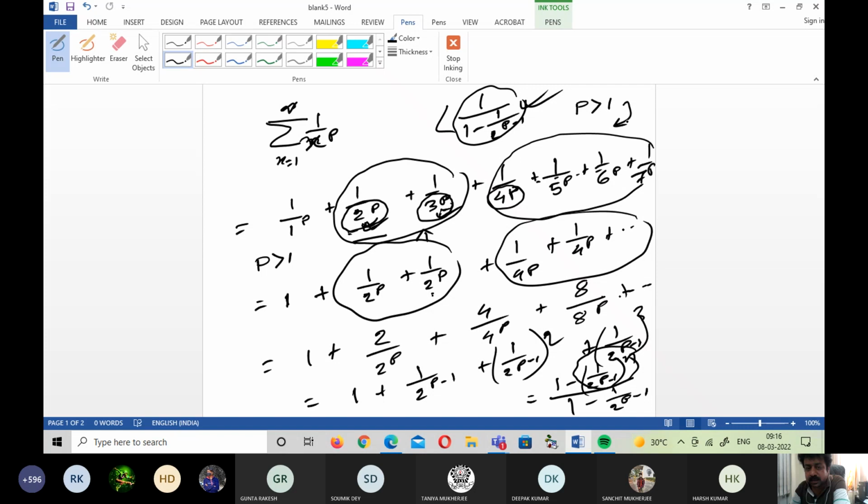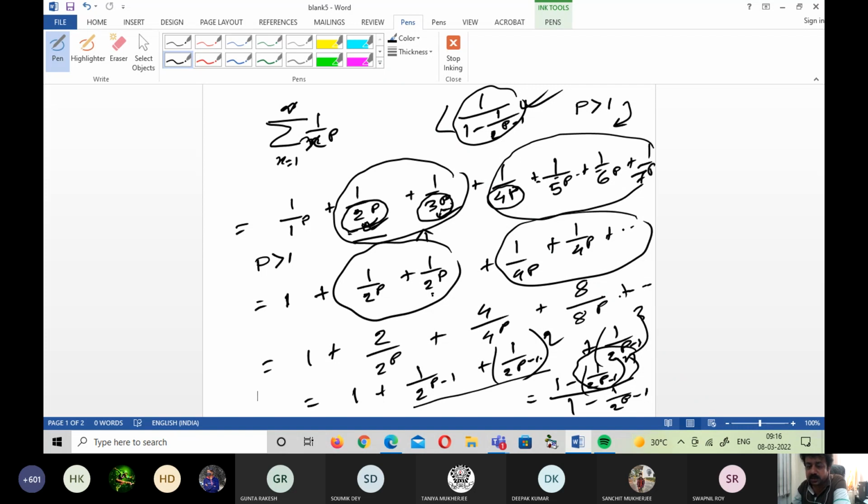Sir, why have you written that 1 by 2 to the power P plus 1 by 2 to the power P? To get into a GP series. I have just converted it into a GP series, nothing else. Yes, correct. You have to go to some known series using comparison, so that it will be easier for all of you. Okay, is it clear to all of you? Then I shall proceed to the next part.